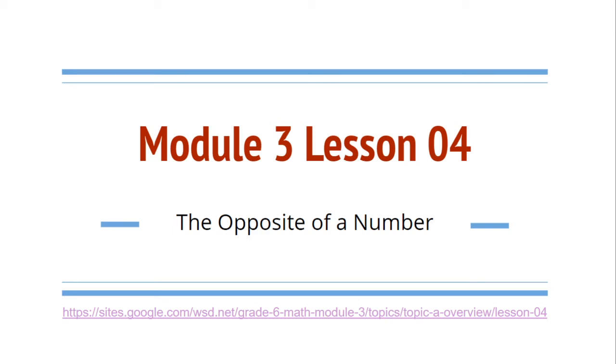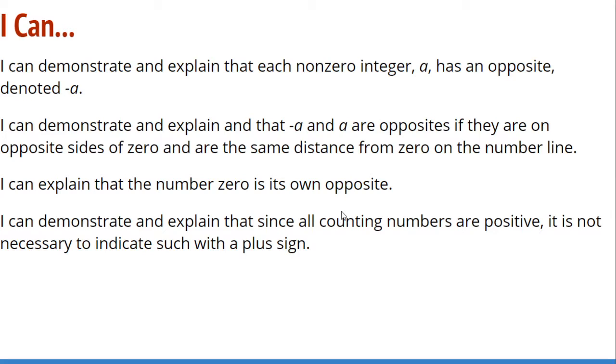Module 3, Lesson 4, the opposite of a number. I can demonstrate and explain that each non-zero integer, remember integers are whole numbers, has an opposite that would be written or denoted as negative a. So I have an integer that we will call a, and its opposite is negative a.